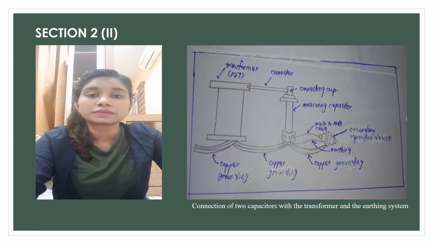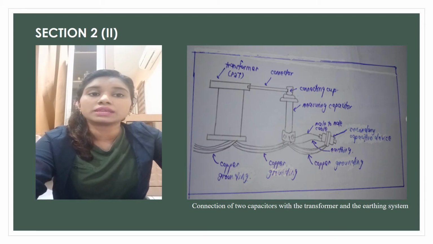The connection from the transformer to the measuring capacitor is done by using connectors. We should place a connecting cup on top of the top electrode, then make a bridge-like structure from the measuring capacitor to the transformer using a connector.